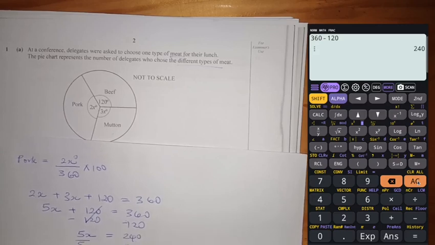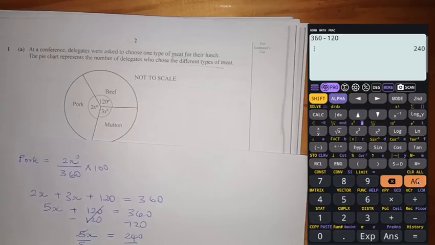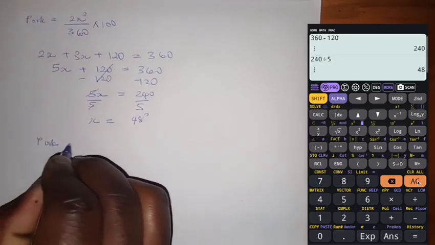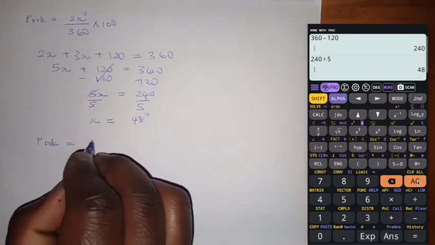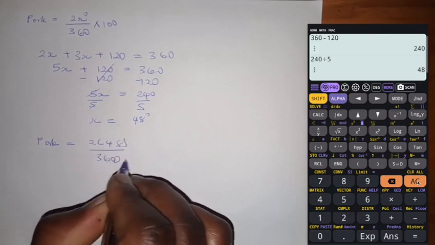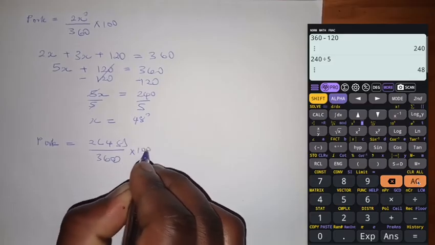Divide this by 5, divide this by 5. Now this one is cancelled. x is equal to 240 divided by 5, which is 48 degrees. So now for pork, we have 2 times 48 over 360 degrees multiplied by 100.